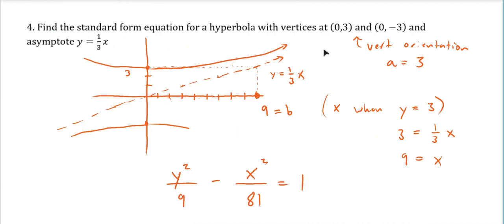For question number 4, they give us the equation of an asymptote and also the coordinates of the vertices.